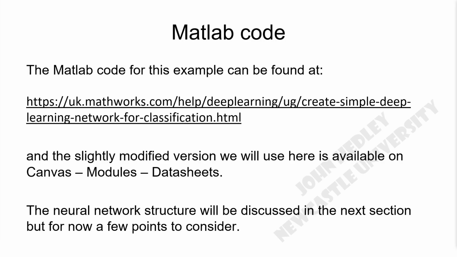The link for the MATLAB example is shown here. I've slightly modified the code to include examining the network once it has been trained, so go onto Canvas and use the code given for today's session. The code will work as given. You can just copy and paste it into MATLAB. We will discuss the structure of this neural network in the next video. However, for now, there are a few lines of this code that you should pay particular attention to.